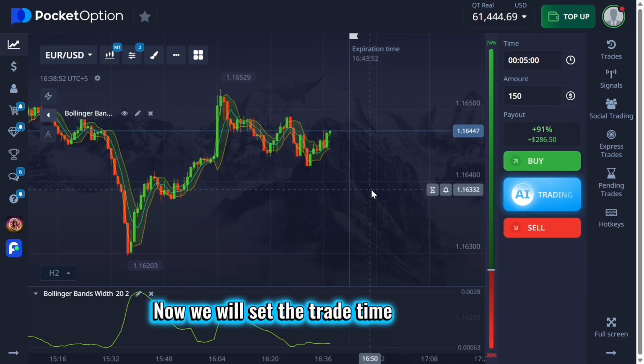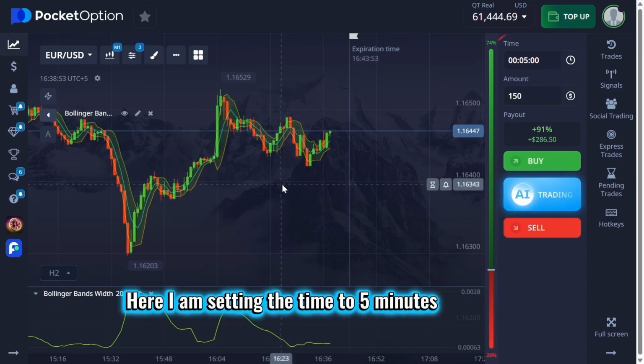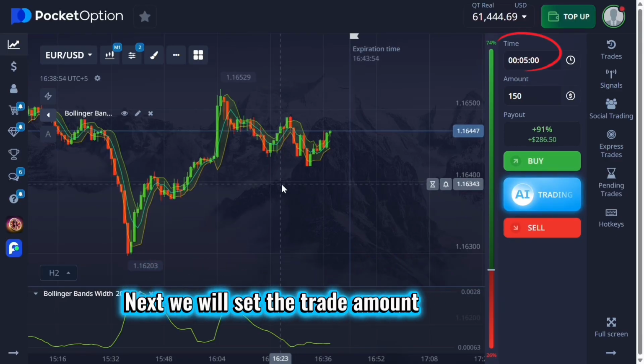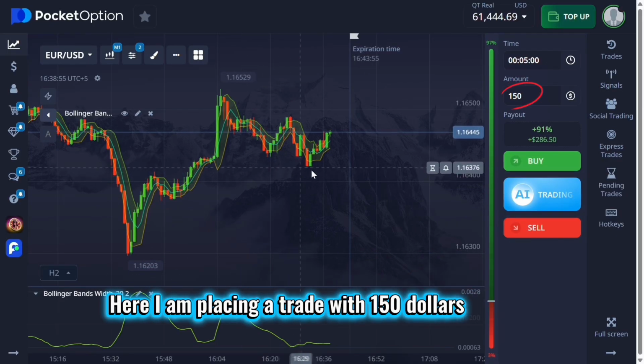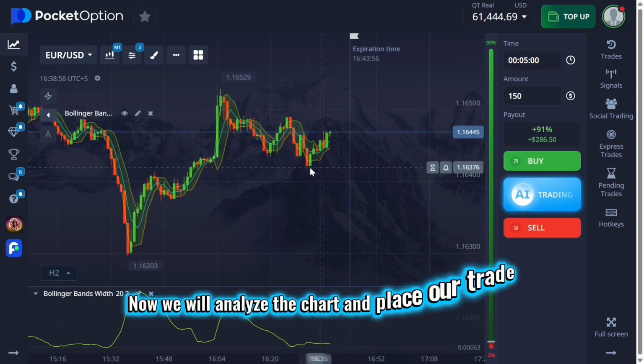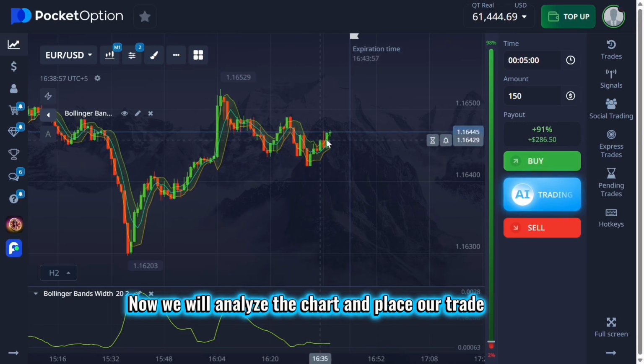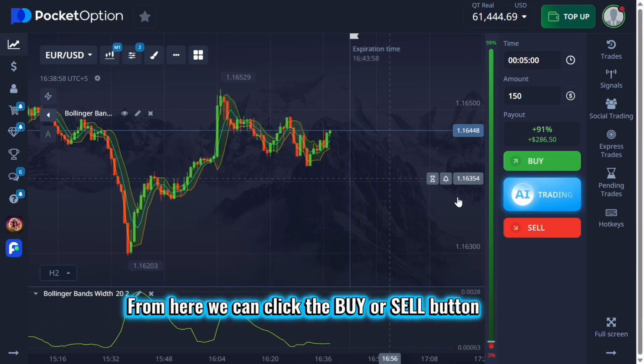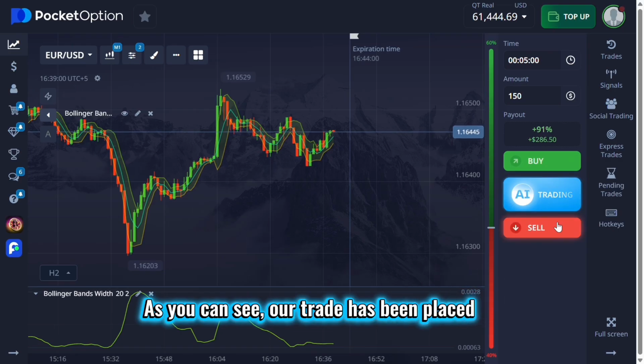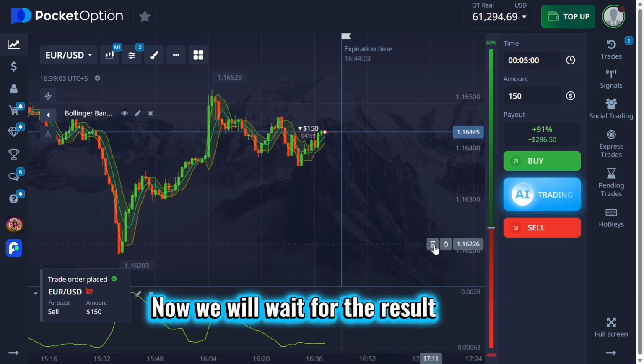Now we will set the trade time. Here I am setting the time to 5 minutes. Next we will set the trade amount. Here I am placing a trade with $150. Now we will analyze the chart and place our trade. From here we can click the buy or sell button. As you can see, our trade has been placed. Now we will wait for the result.